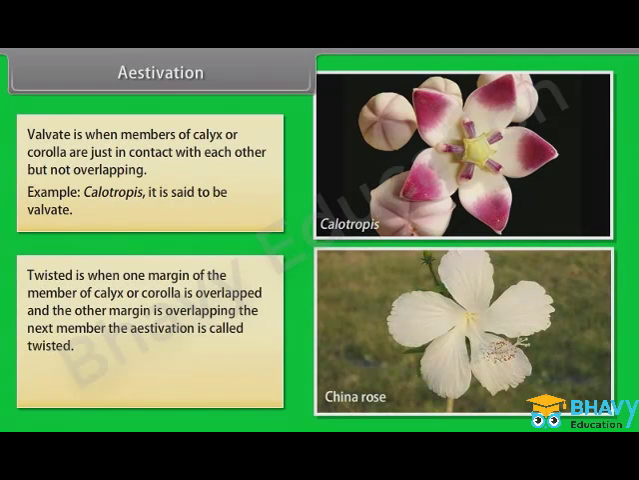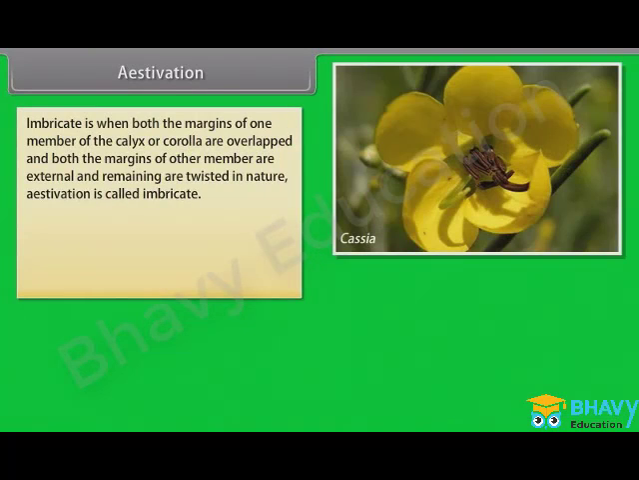Twisted is when one margin of the member of calyx or corolla is overlapped and the other margin is overlapping the next member. The estivation is called twisted. Example, China rose, lady's finger, and cotton, etc. Imbricate is when both the margins of one member of calyx or corolla are overlapped and both the margins of another member are external and remaining are twisted in nature. Estivation is called imbricate. Example, Cassia, Gulmohar, etc.